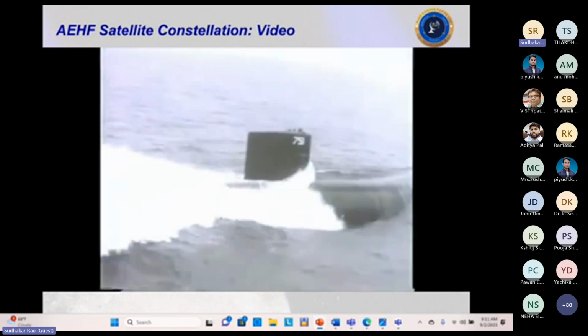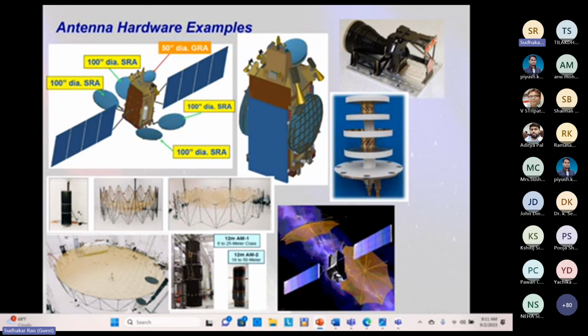Okay, so you see how the satellites are operated, especially this one for military applications.